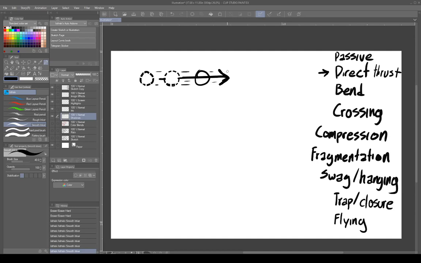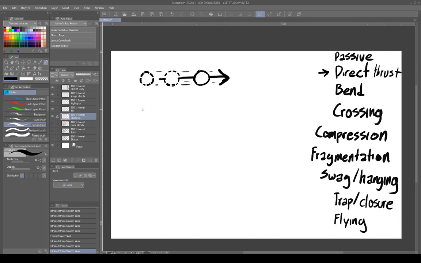So we got some motion lines going on here to indicate that something is in motion here. And this isn't going to apply only to solid forms like a ball or something like that. It's going to apply to clothing too, right?